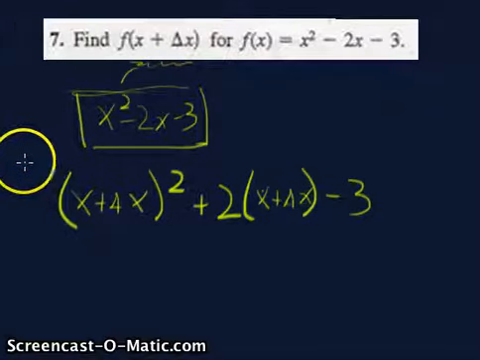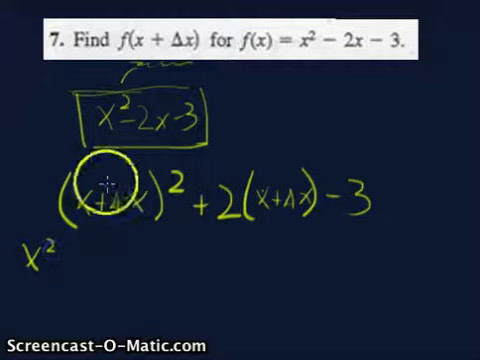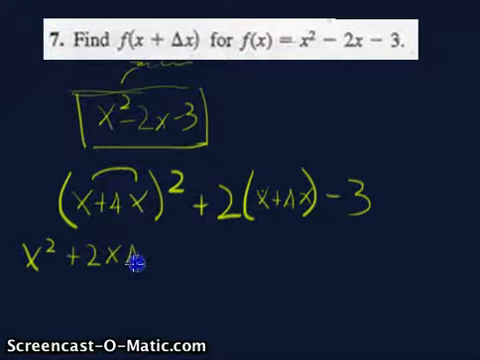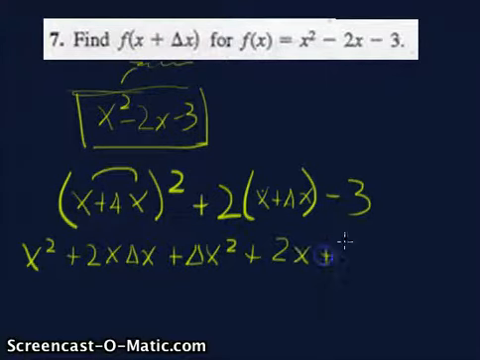Now I mentioned the first day how to do a binomial squared. You square the first, you multiply them together and double, and then you square the last. I just tend to leave off the parentheses and treat delta x as the variable it is. Plus 2x plus 2 delta x minus 3. And if you look at your answer choices, that is answer choice B.